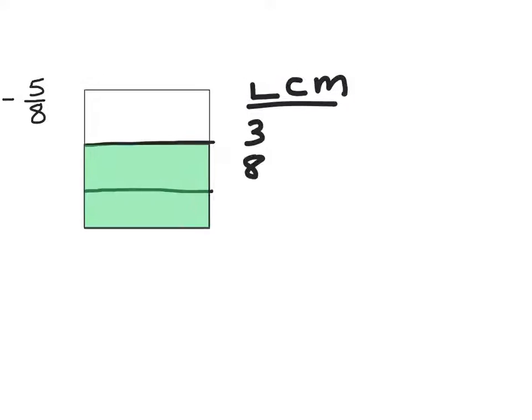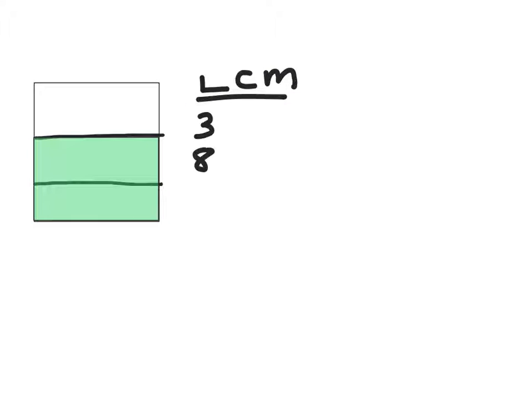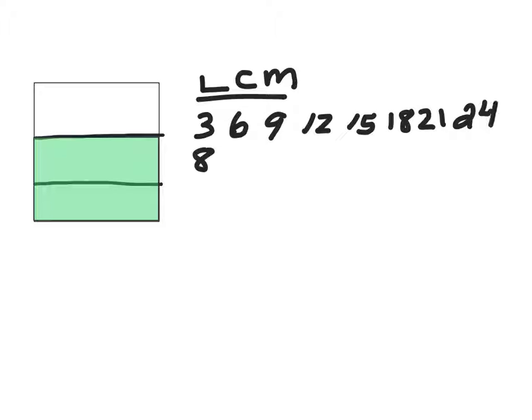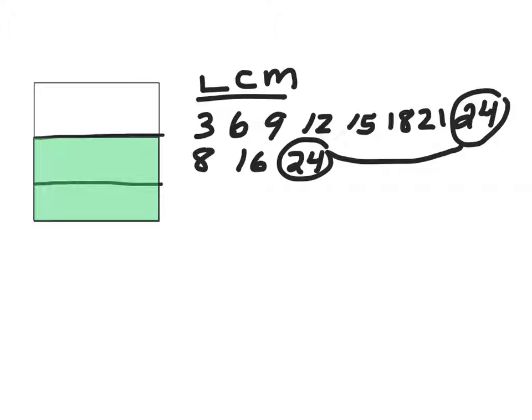And now I just simply have to count by 3s and by 8s. But I am going to need a little bit more room, so I'm going to move this right over here. And here we go with 3s. 3, 6, 9, 12, 15, 18, 21, and 24. Now I'll count by 8s. So I'm going to go 8, 16, and 24. And bam, right there, we have our least common multiple.